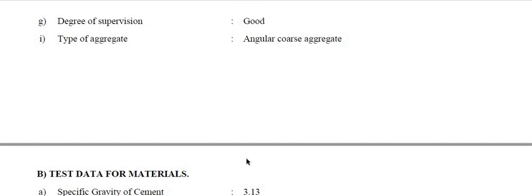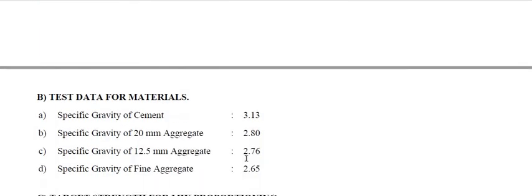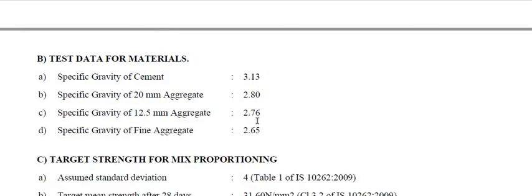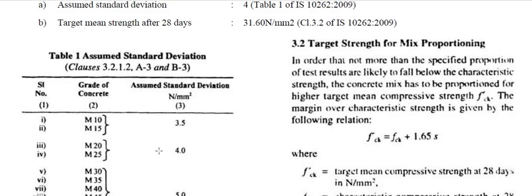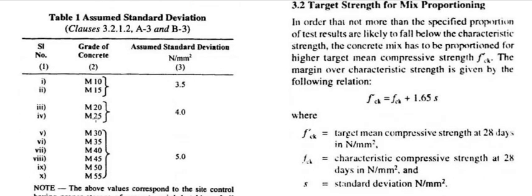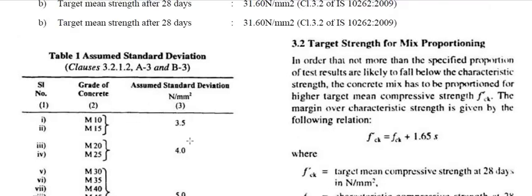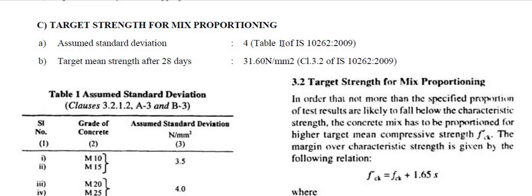Next, test data for the materials. I already mentioned that we are doing density based mix design, so I have mentioned just the specific gravity values of the materials in the test data. Next, target mean strength calculation for the mix proportioning. We have the IS 10262 code, and in Table 1 of that code they mention the standard deviation for various grades of concrete. For M25 grade of concrete, it is mentioned as 4. I have mentioned this in the calculation also.